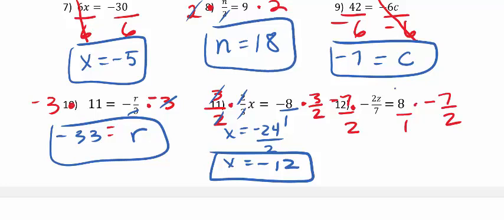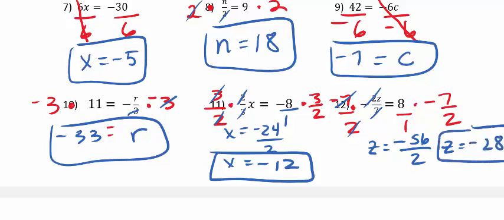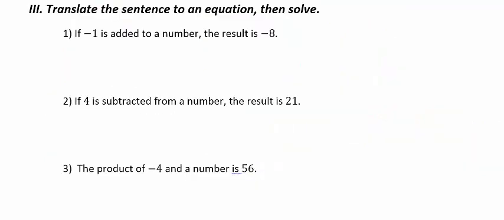So when I simplify, the negative times a negative is a positive. The 7's divide out and the 2's divide out, and I get z alone. Multiplying across, we have 8 times negative 7, that's negative 56. 1 times 2 is 2, and then negative 56 over 2 is negative 28. So z is going to equal negative 28.